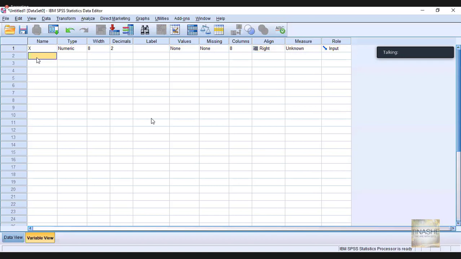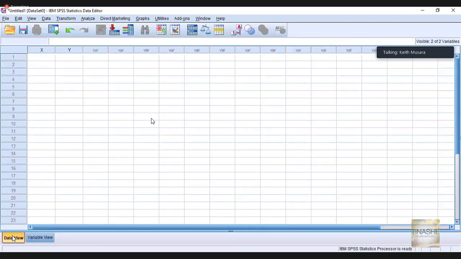The next variable that you've got will be Y. You enter Y. So all the variables that you need are X and Y. You've entered them in the variable viewer, and then you go to the data viewer. That's when you now capture the information that you have on the SPSS.